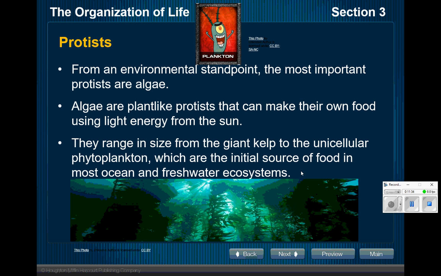So since it's that important, let's get that down in our notes. They do make their own food using sunlight, so they're autotrophs, and they're photosynthetic autotrophs, by the way. And they range in size from the giant kelp to the unicellular phytoplankton.